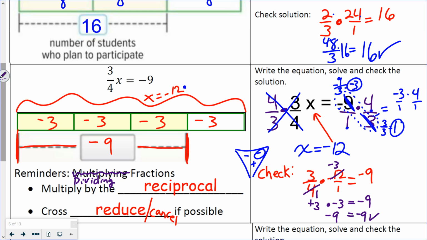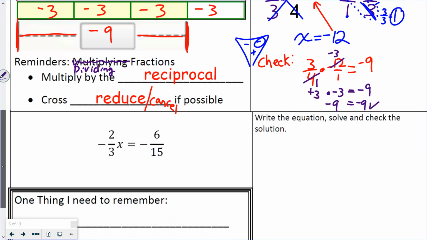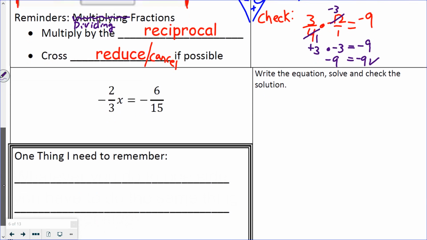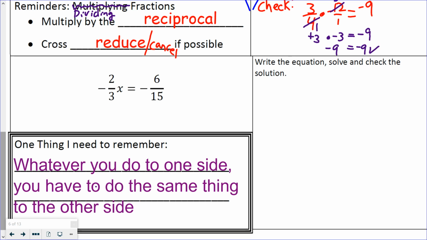Awesome. All right. One thing we always say we need to do. Whatever we do to one side, we have to do the same thing to the other side. That is the one and most important rule out of the equations. That you're always keeping it balanced by doing the same thing to both sides.